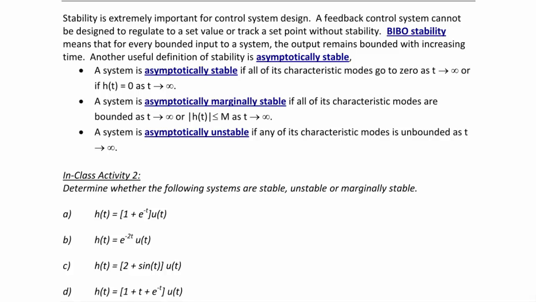Another useful definition of stability is asymptotically stable. A system is asymptotically stable if all of its characteristic modes go to 0 as t goes to infinity, or if h(t) equals 0 as t goes to infinity. A system is asymptotically marginally stable if all of its characteristic modes are bounded as t goes to infinity, or the magnitude of h(t) is less than or equal to some number M as t goes to infinity. Finally, a system is asymptotically unstable if any of its characteristic modes is unbounded as t approaches infinity.